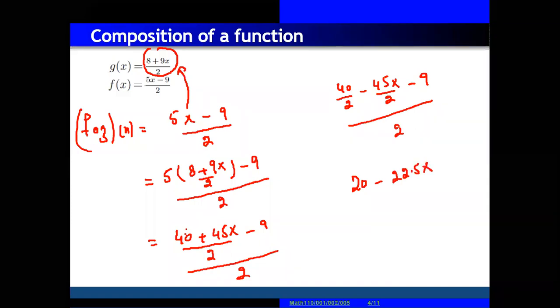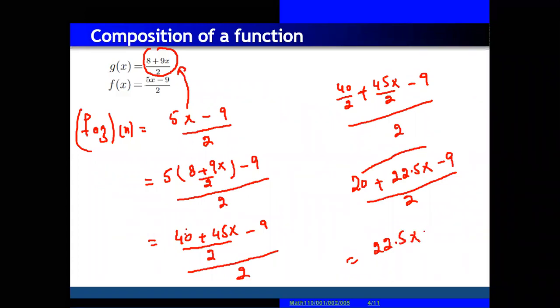plus sign. Yes, the sign is plus. Plus sign. And we have minus 9 whole divided by 2. So 20 minus 9 equals what? 11. So we have 22.5x and we have plus 11 divided by 2.